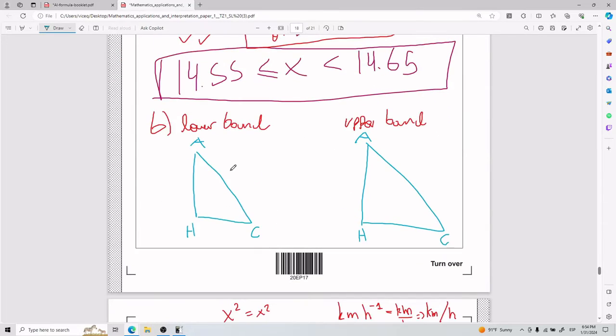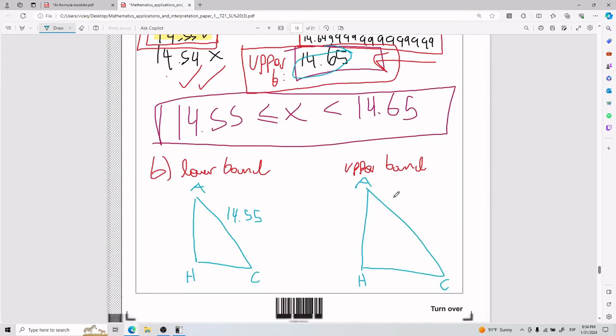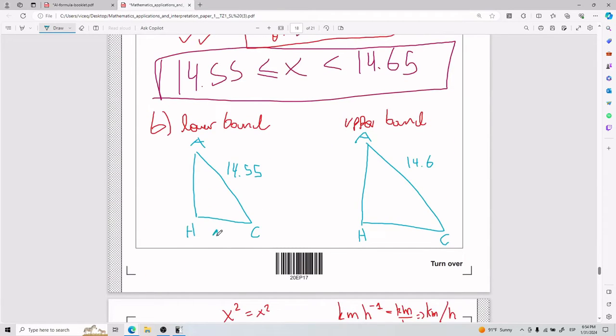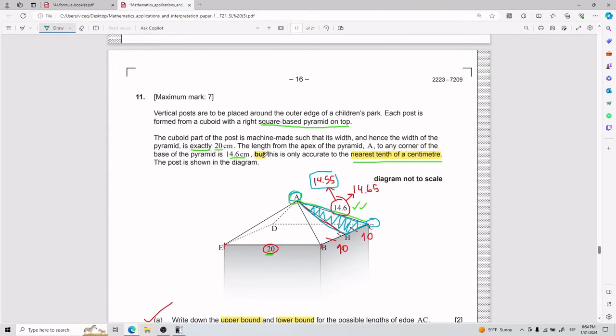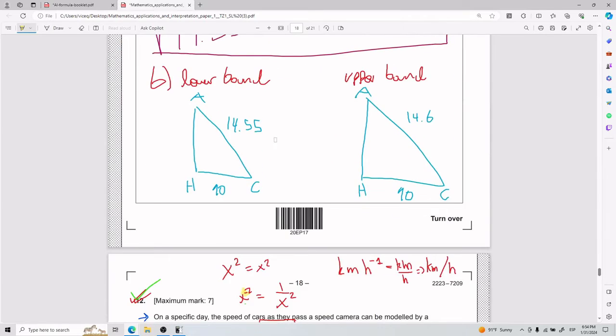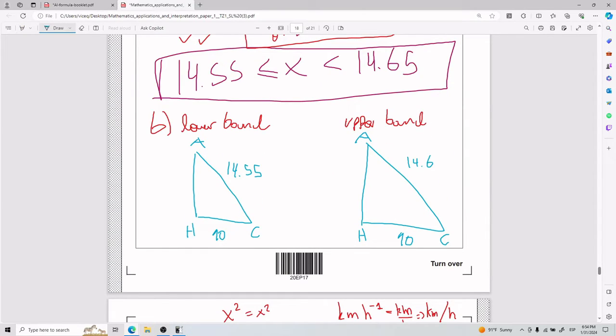14.55. Or for the upper bound, we have 14.65. Okay, what else do I know? Well, I applied the midpoint information that they told me. So from H to C, it's 10. It's exactly 10. See? So here's 10, here's 10. How do you know that there's no lower or upper bound here? Well, because they tell you that, as I highlighted before, the width of the pyramid is exactly 20, so I can cut it in two and it'll be exactly 10 and exactly 10. Okay, so there's no cheating there, okay? What else do you know? What else do I know?